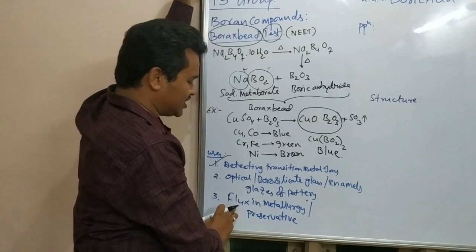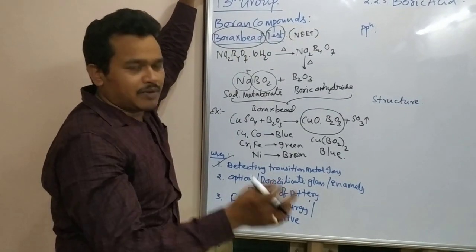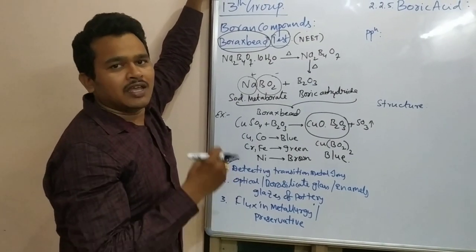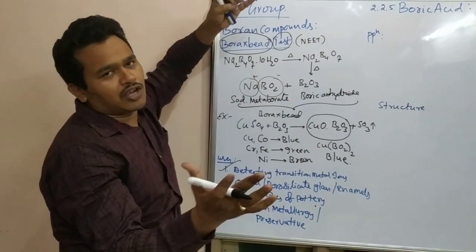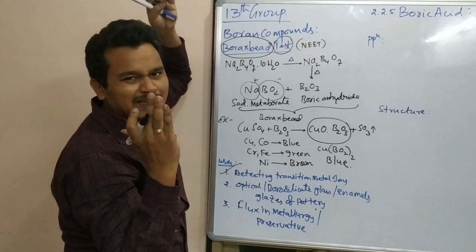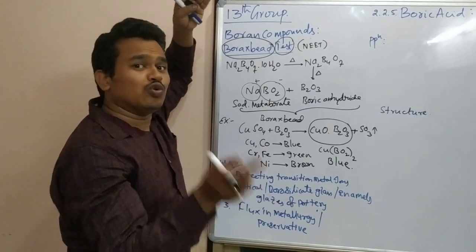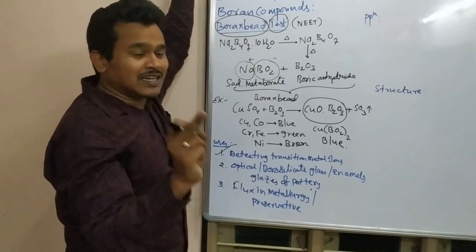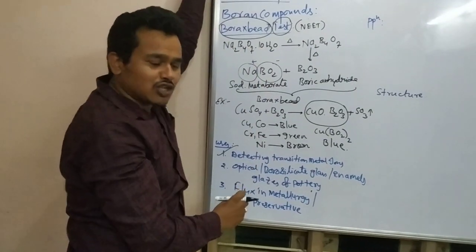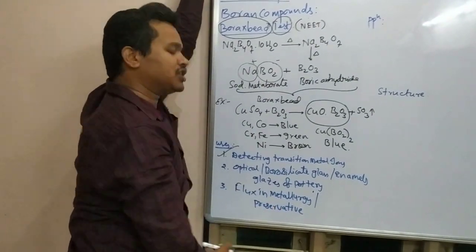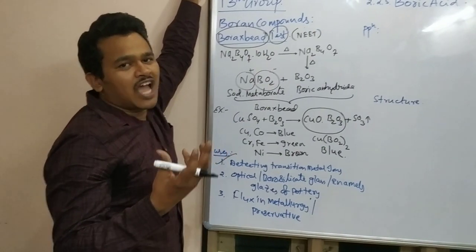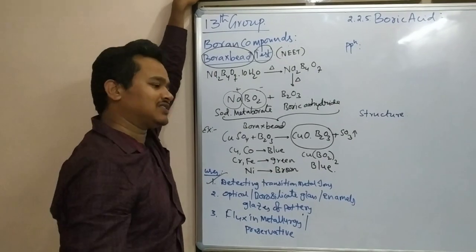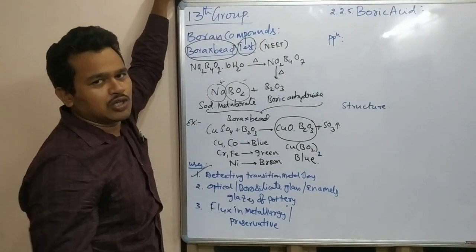And flux in metallurgy. This is what we are going to study in the metallurgy chapter. Flux is a substance added to remove impurities. In the ore we get, some impurities are there, and to remove the impurities you have to add one substance that is called flux. Borax is also used as a flux here. And as a preservative, which can avoid the spoiling of materials like food items. These are the uses.